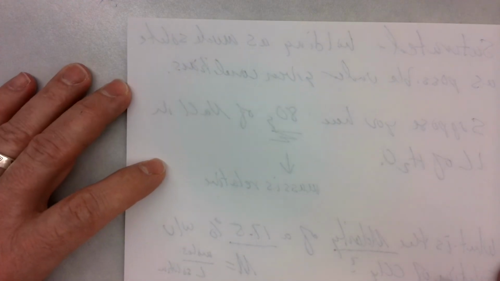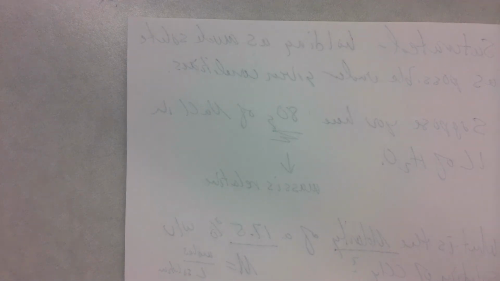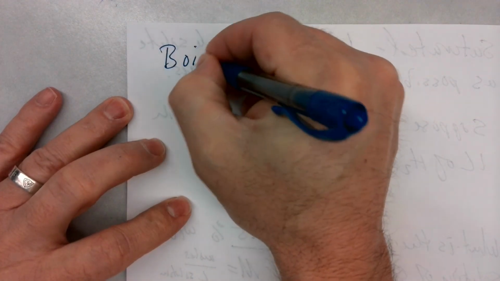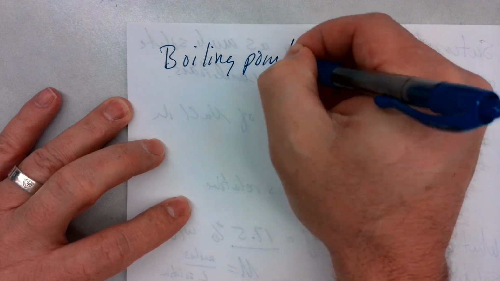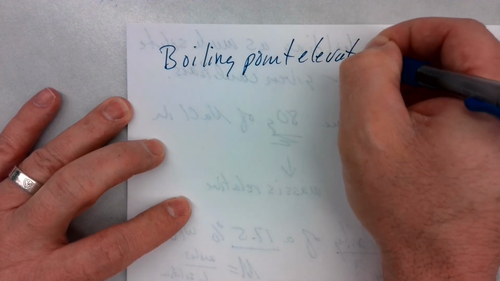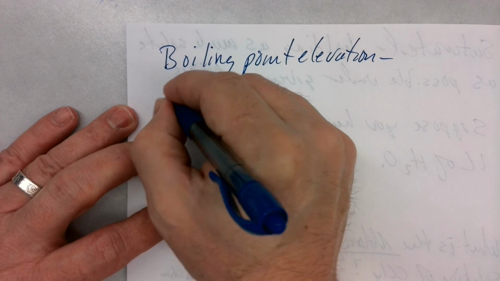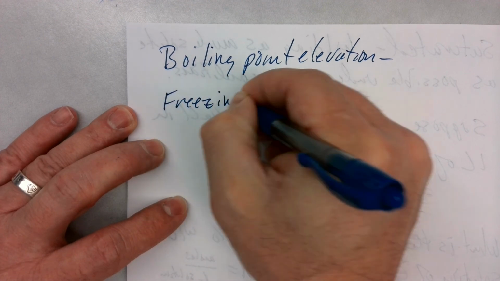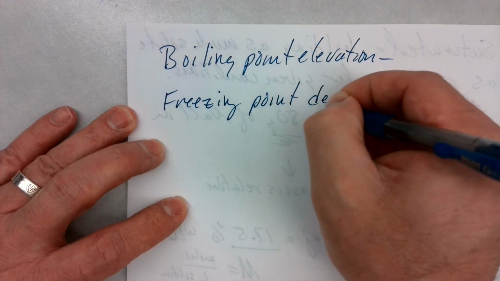Alrighty, now, from there, there is a question on the homework that everyone has been asking me about because I don't teach it, because it's not on the test, but there are two values you need to know. Okay, and what these refer to are boiling point elevation and the opposite of that is freezing point depression.